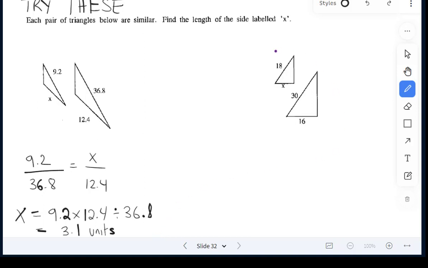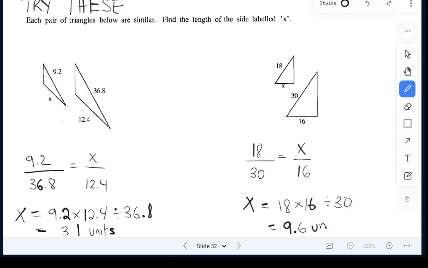Okay, and we have this one here. Similarly, we can set up our ratio. So 18 here corresponds with 30. So 18 over 30, and then x over 16. A common mistake students make is they'll mix up the ratio. So just keep in mind the two triangles again. The 18 and the x on the top here are used from this triangle, and then the 30 and the 16 are from this triangle here. So 18 times 16, and then we're going to divide by 30, and we get 9.6. And again, there are no units given, so we'll just say 9.6 units.